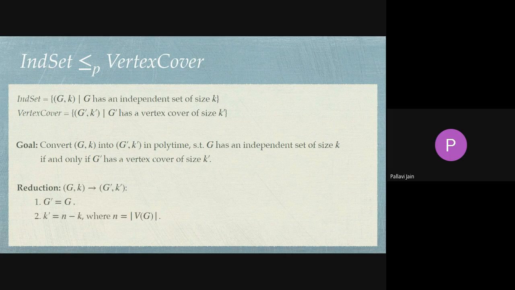So we'll simply copy G to G prime. Our G prime will be G. We are not doing any modifications in the graph, and K prime will be n minus K. Okay, so let's see the proof.